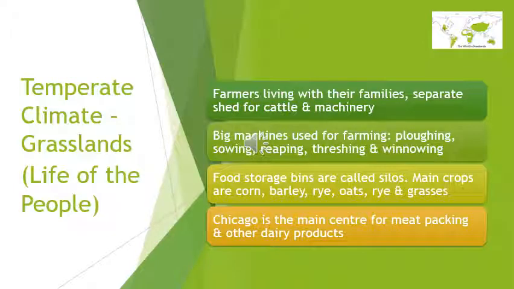Meat is the staple food of Americans and is exported to European countries. Chicago is the main center of meat packing and dairy products. Dairy farming is also done with modern facilities. The prairies are well known for minerals like lignite, coal, and mineral oil.